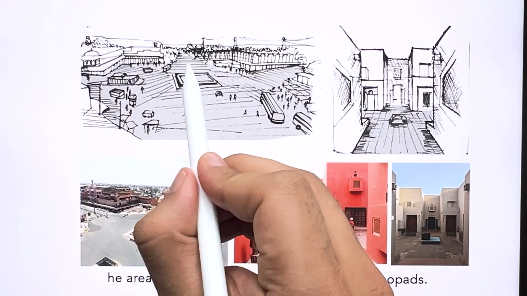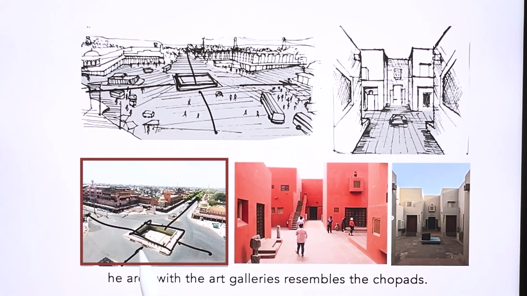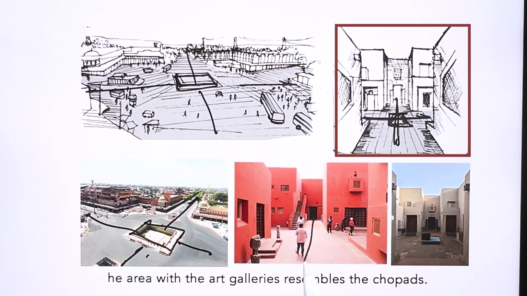The next inspiration is the chowk from Jaipur city. Here Correa drew inspiration from the chowk and integrated these crossroads into his design. This way the building gives a sense of a small city inspired by the big city of Jaipur.